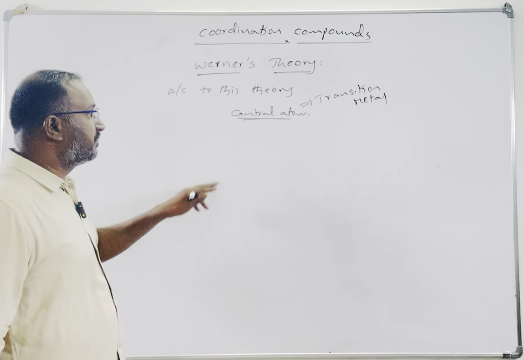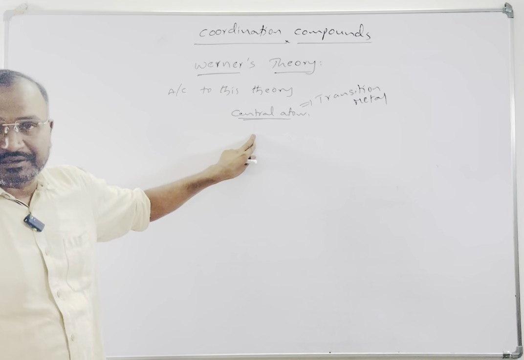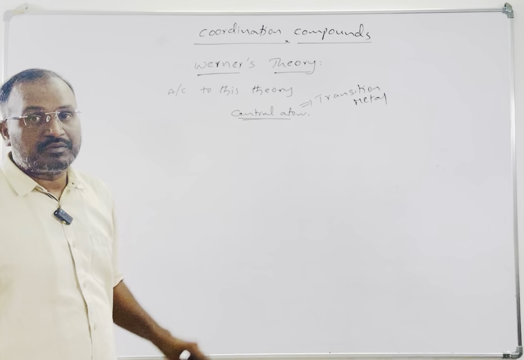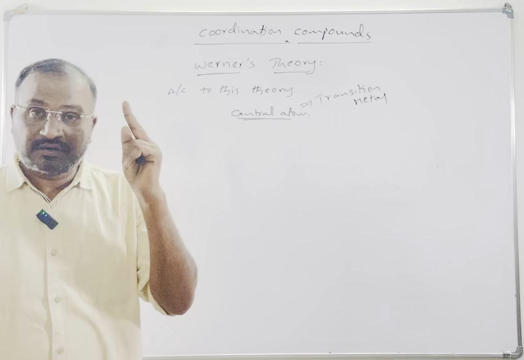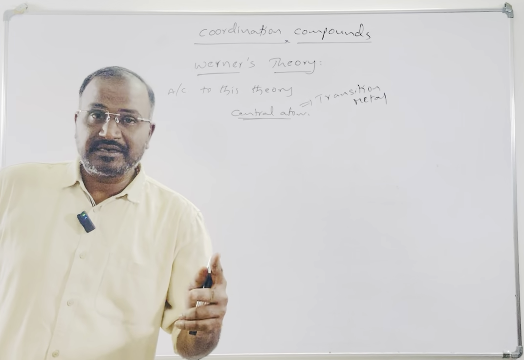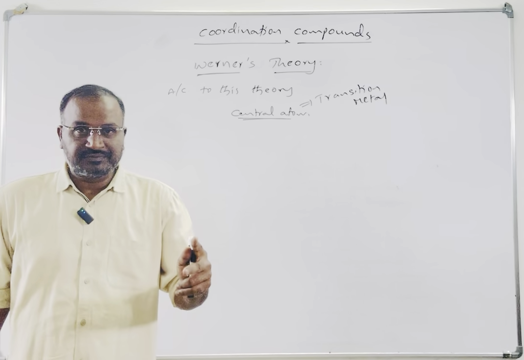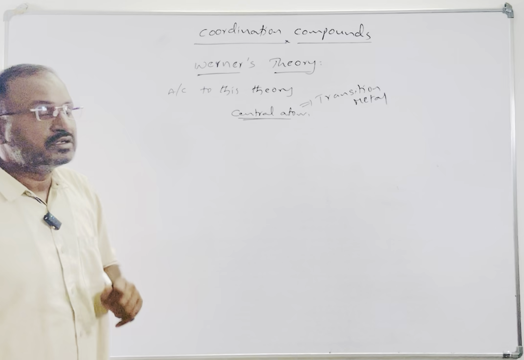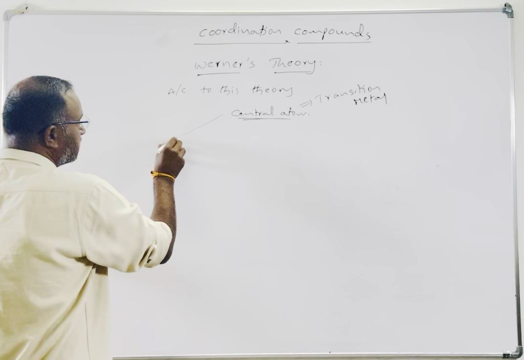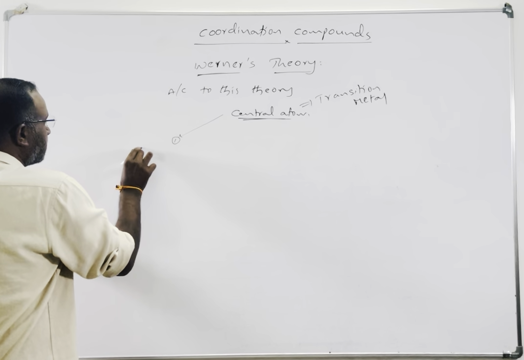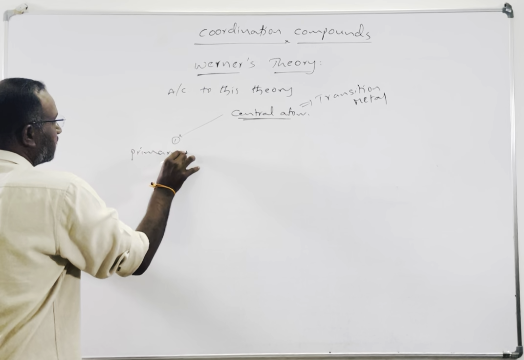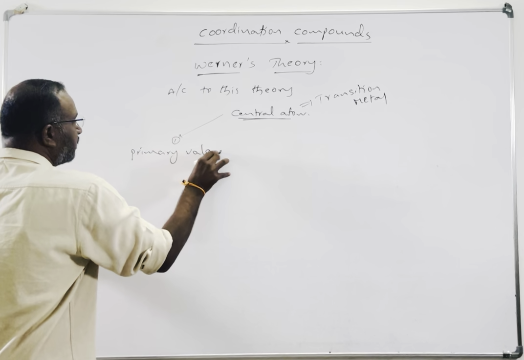According to this theory, every central metal atom in a coordination compound has two types of valencies. According to Werner's theory, we have to consider that every central atom in a coordination compound has two types of valencies. The first one is primary valency.